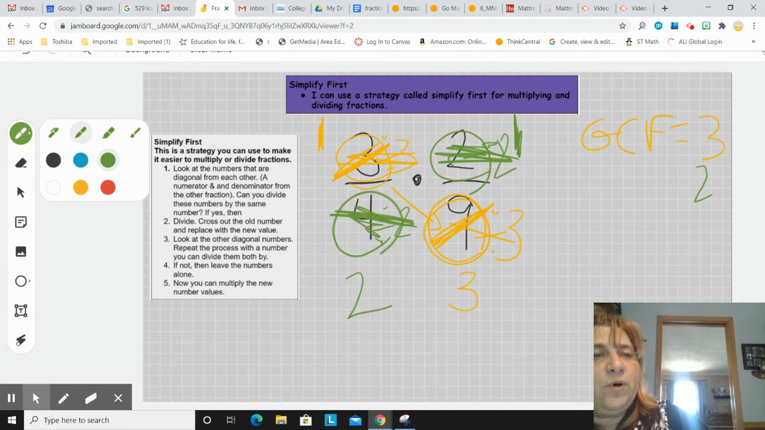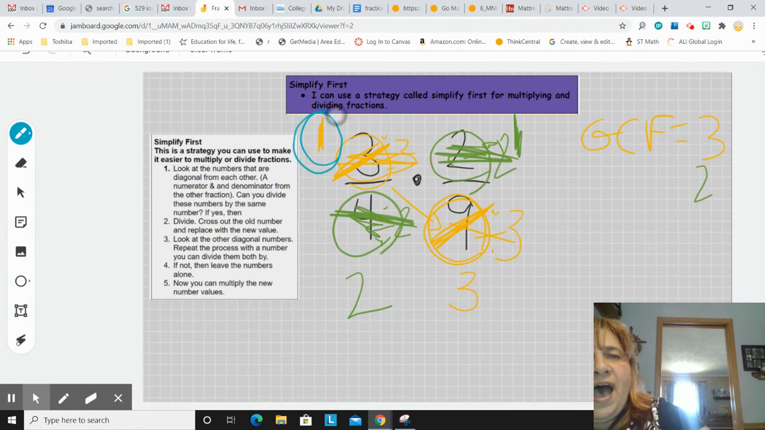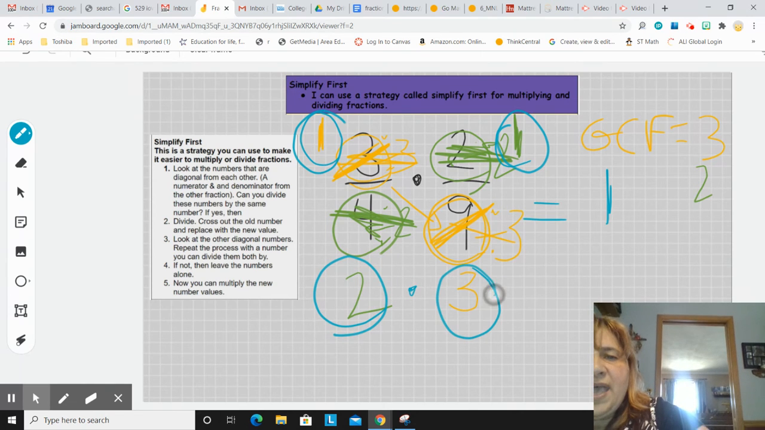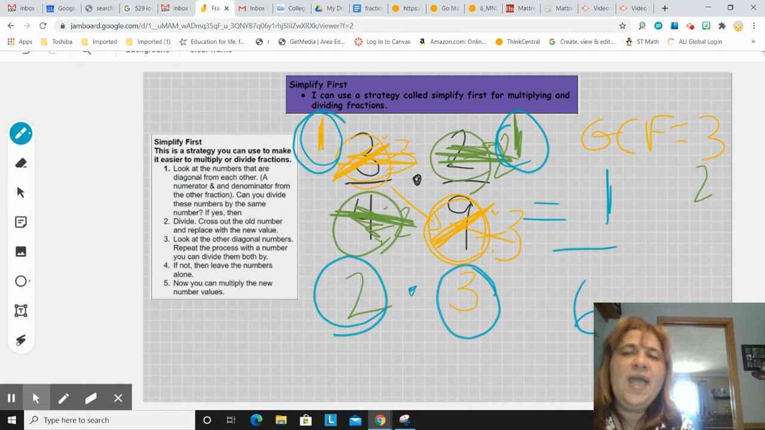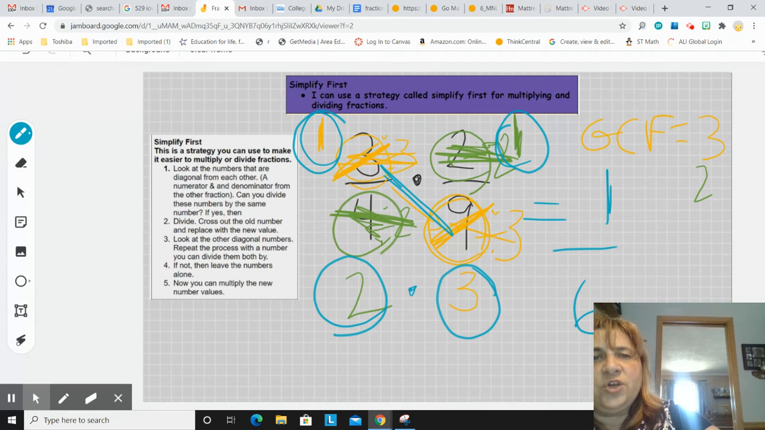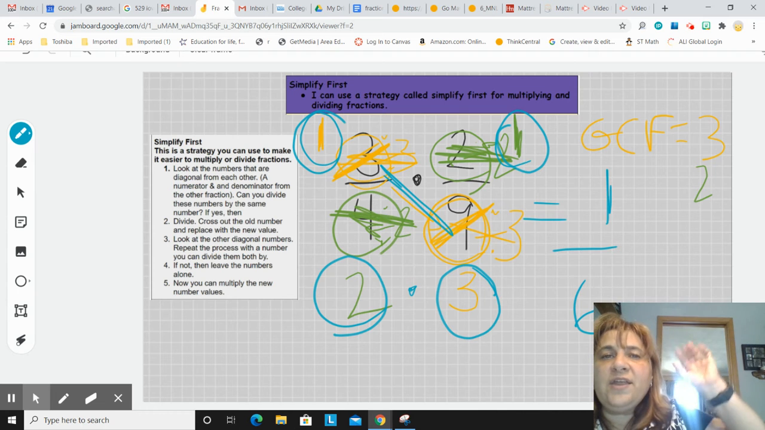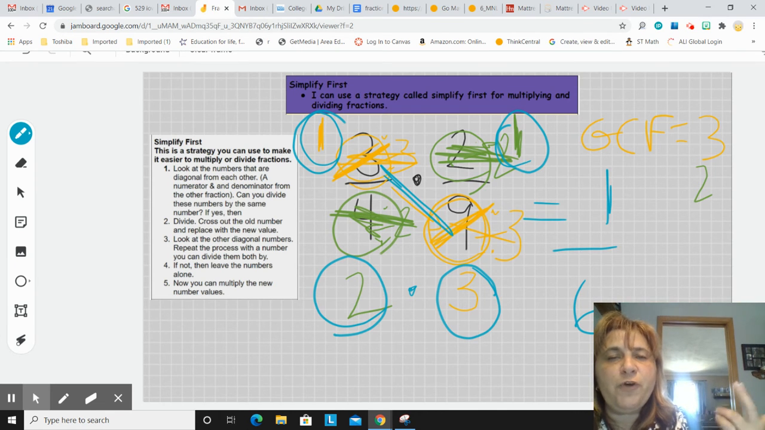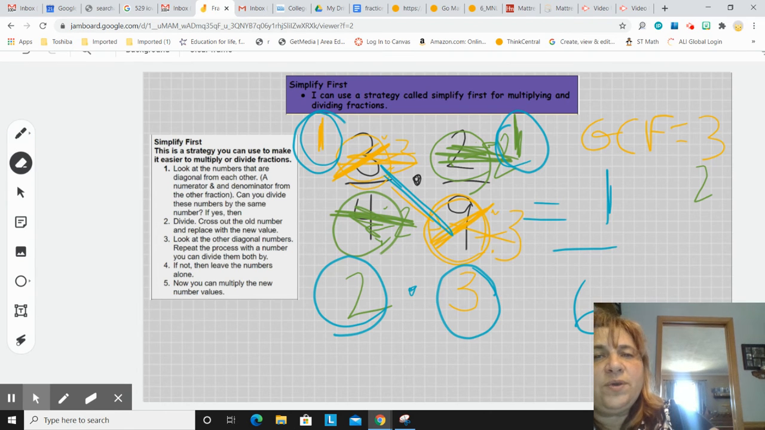Now, I'm going to multiply this problem, but I'm going to multiply the new values that I have. I have a 1 and a 1. So 1 times 1 is equal to 1. And I'm going to multiply the 2 times the 3, and I get 6. So I have 1/6 as my answer. All right, boys and girls, this is a strategy called simplifying first. You're going to be looking at the diagonals. You're going to try to see if you can simplify a numerator and a denominator from each different fraction in each situation. Sometimes you can do both, sometimes you can't.